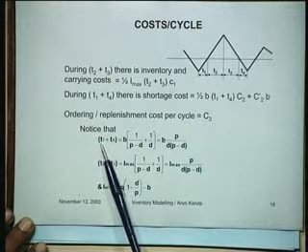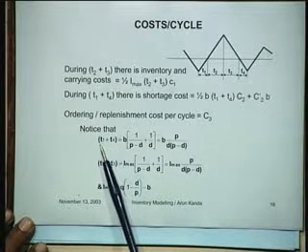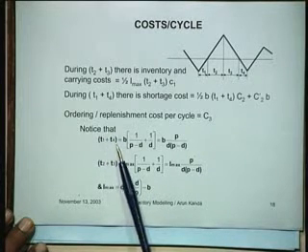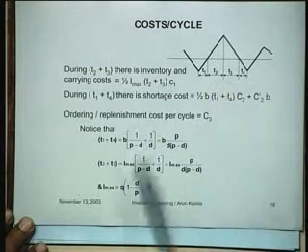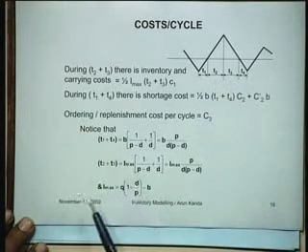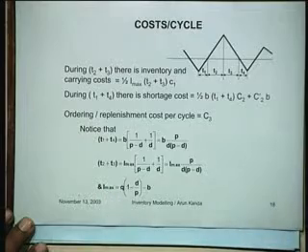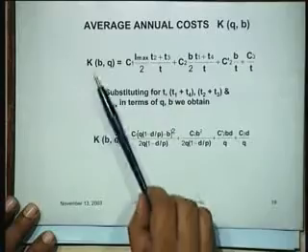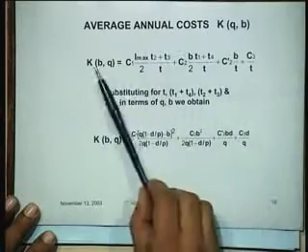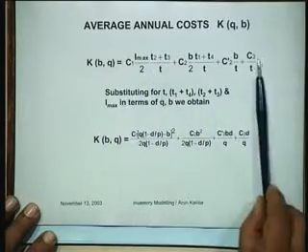Then you express T1 plus T4, which is the period during which you incur shortages, and T2 plus T3, which is the period during which you incur carrying inventory. And I max is this particular quantity. So doing a bit of mathematical jugglery, you arrive at the expression for the total average annual cost K(Q,B), which is of this nature.